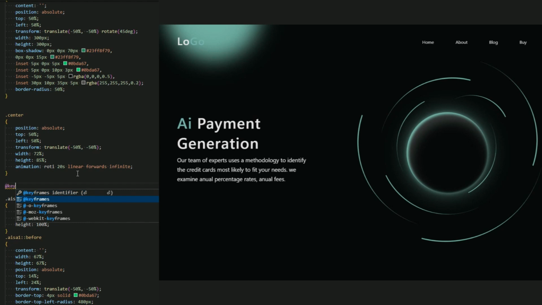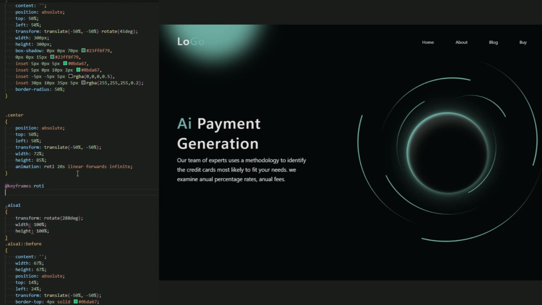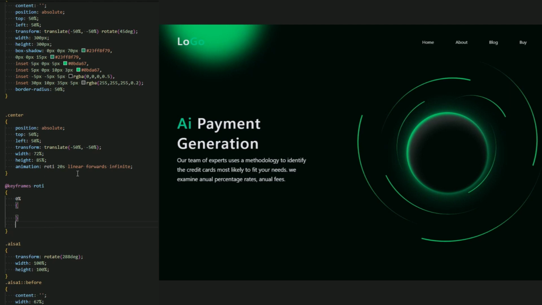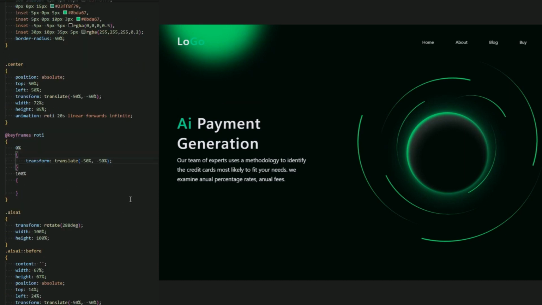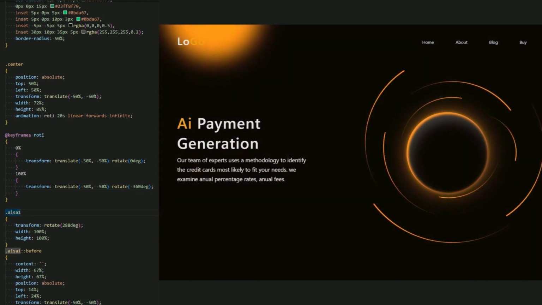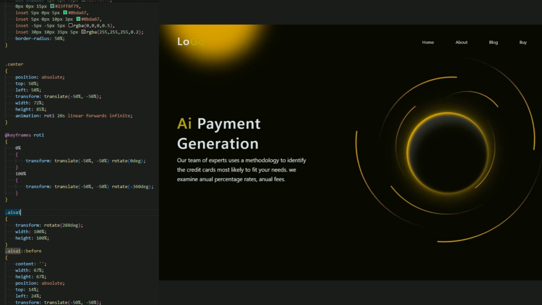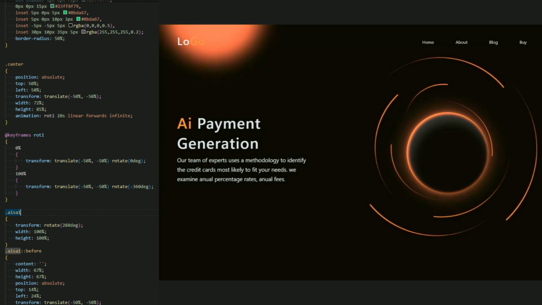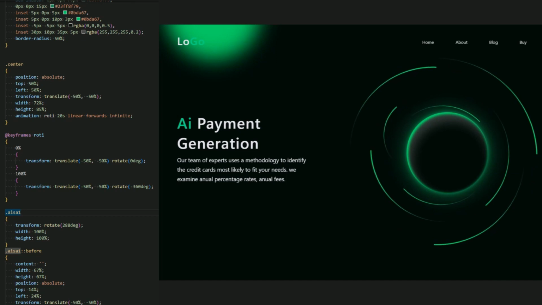So the keyframes rotate, just at 0% and 100%. Okay, now at 0%, the transform translate let be the same, and let me just add a rotate of 0 degree, and for this let be minus 360 degree. And yeah, as you can see, this is the main animation of our website, guys. We don't need to add any more animation, just this animation is enough.